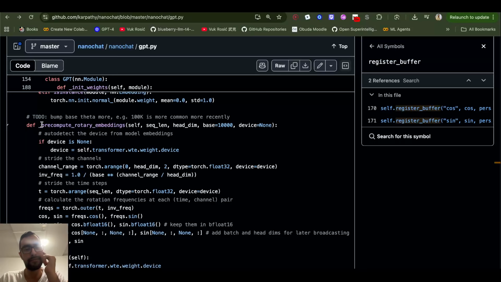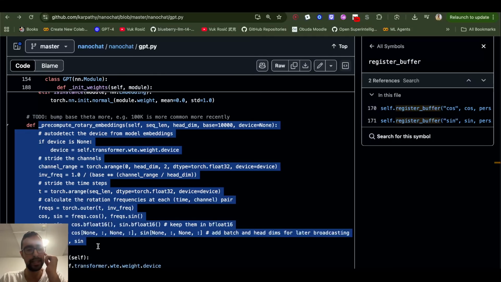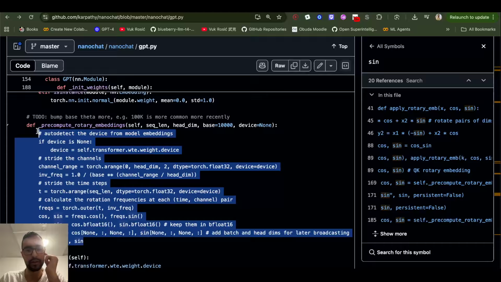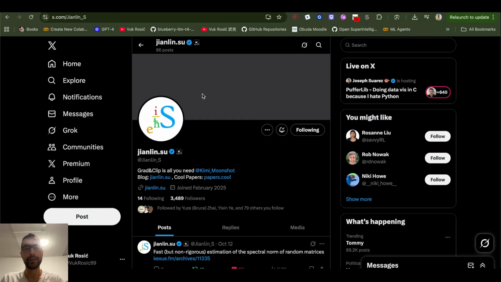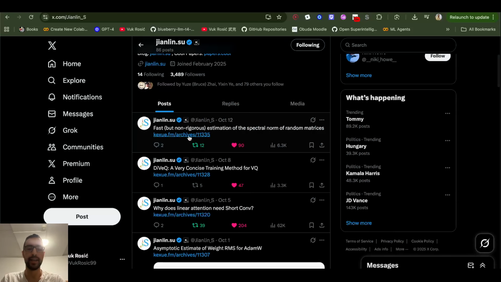And so this is that function that pre-computes rotary embeddings. I've seen this before. It looks kind of scary a little bit. And by the way, creator of ROPE, Jianlin Su, is publishing very interesting blogs on muon optimizer. He's actually very good in theory. He knows so much. He works at Moonshot at Kimi, the people who released Kimi K2.